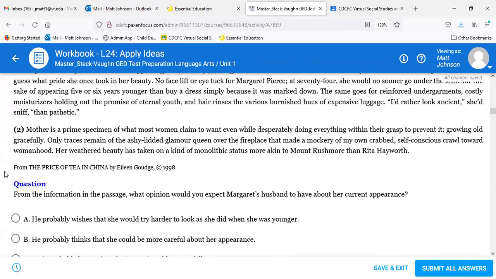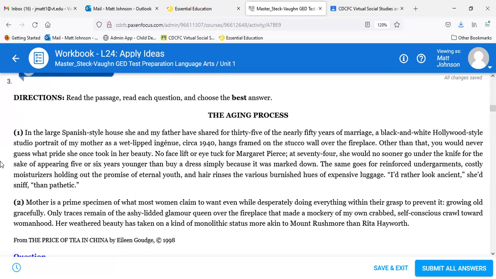And a new passage here, the aging process. Tracy, you want to read? Yes. Number 3. The aging process.